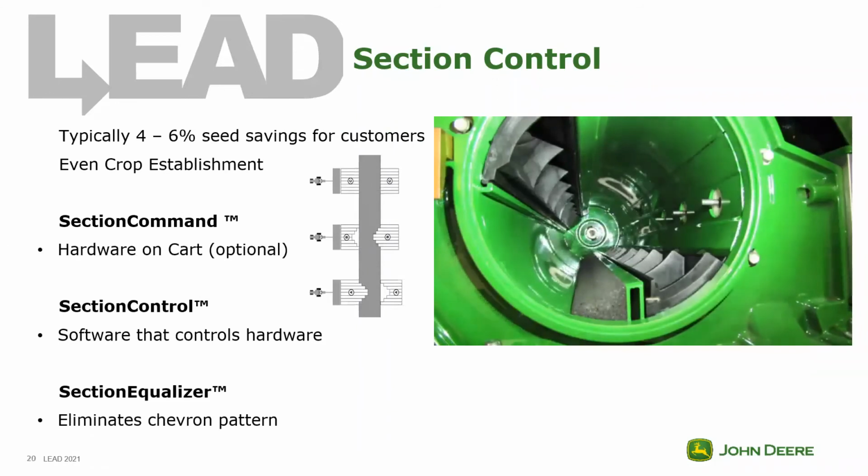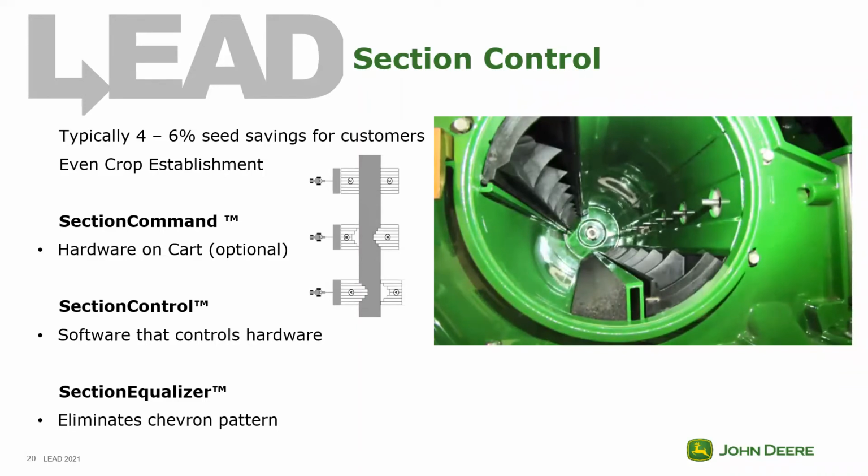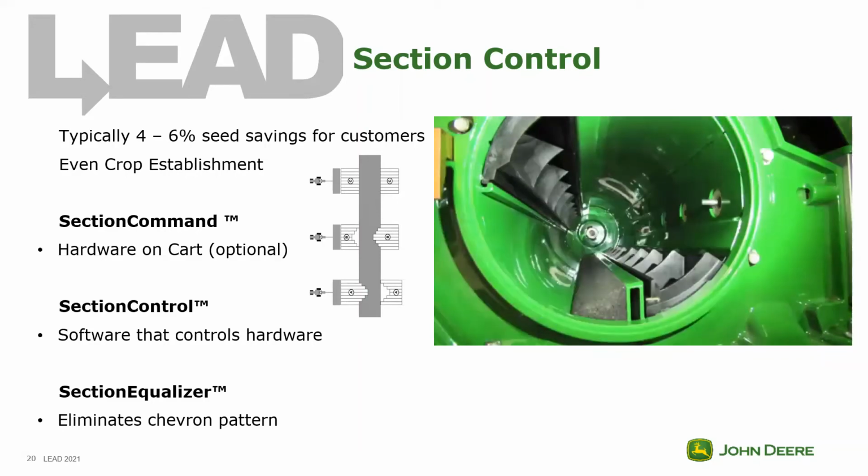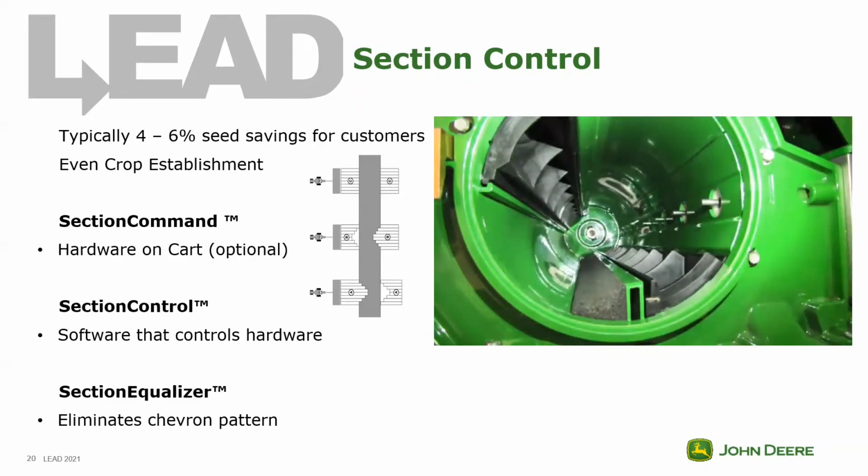Section command reduces seed and fertilizer input costs, and it improves productivity by minimizing overlap. Individual meter sections control product flow on up to 8 sections. This results in improved consistency of crop maturity as well as consistency during emergence and throughout the growing season. Section control minimizes skips and overlaps while seeding point rows.